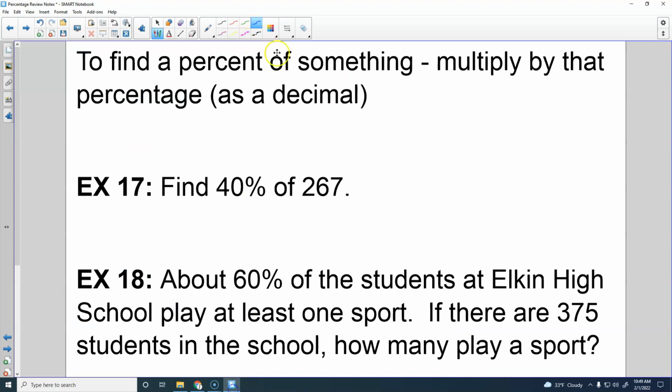But I may not let you use Desmos on everything, and we just need to understand how to do it. So if I want to find a percent of something, I'm just going to multiply that decimal for that percent by the number.